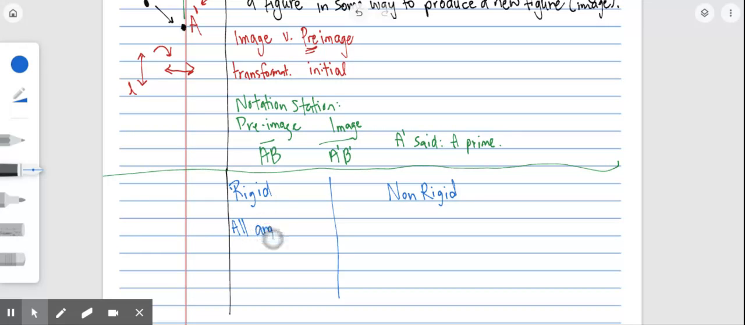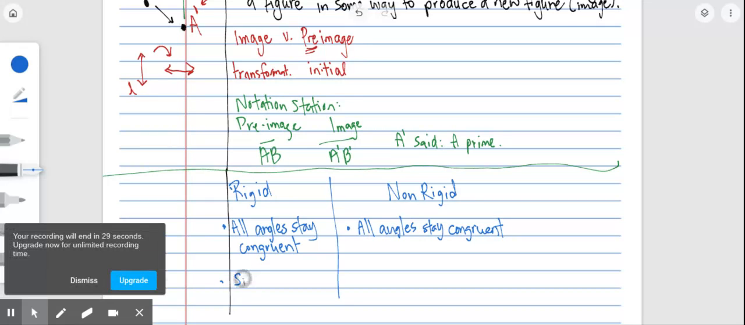Okay. And the indicators of either one is that in a rigid transformation, all angles stay congruent. And that means from the pre-image to the image. Okay, all the angles are going to stay congruent. In a non-rigid transformation, the angles also stay congruent. Okay, so that's not different. But in a rigid transformation, the side lengths also will stay congruent. But in a non-rigid transformation, the side lengths are different.